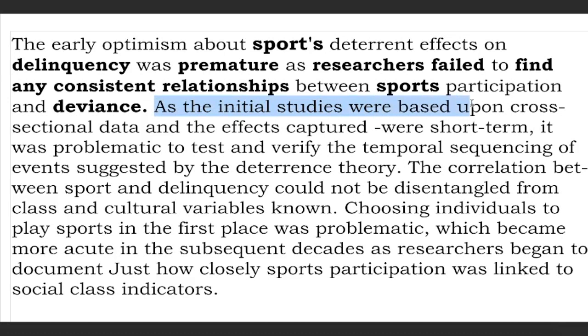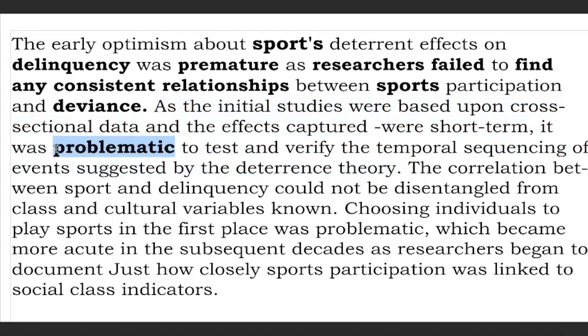As the initial studies were based upon cross-sectional data and the effects captured were short-term, now I don't want to get lost in the detail, it was problematic to test and verify the temporal sequencing of events suggested by the deterrence theory. And this whole sentence is essentially telling me that there were more problems. Problems in what? In trying to find a relationship between sports and deviance. Furthermore, the correlation between sports and delinquency could not be disentangled from class and cultural variables. So not only was it problematic earlier, there is another problem.